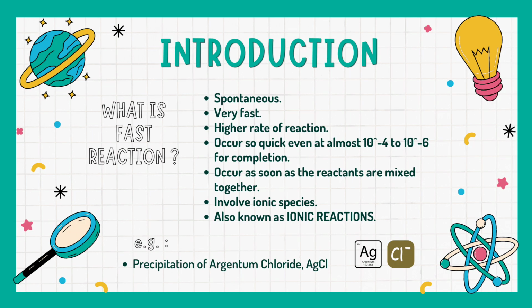Let us move on to the introduction. First things first, what is a fast reaction? A fast reaction usually happens in a spontaneous way. It happens very fast. It has a high rate of reaction. It occurs so quickly, at almost 10^-4 to 10^-6 seconds for completion. It occurs as soon as the reactants are mixed together, and it involves ionic species. Fast reactions are also known as ionic reactions. An example of a fast reaction is the precipitation of argentum chloride, AgCl.